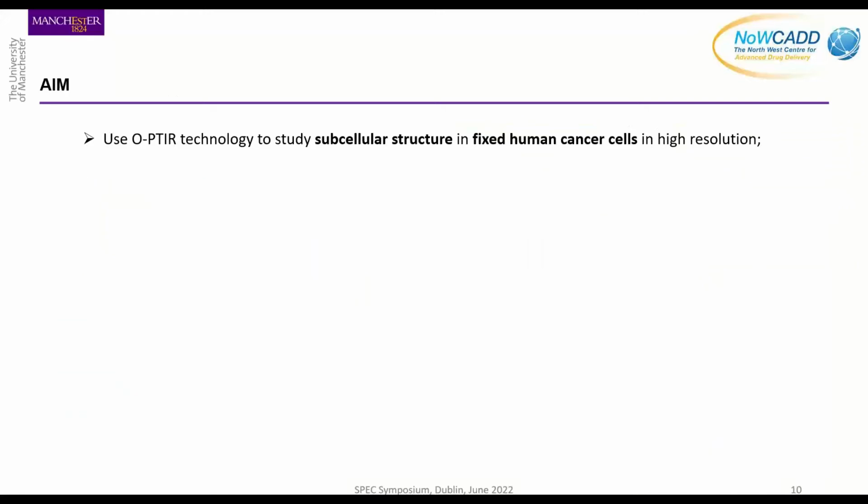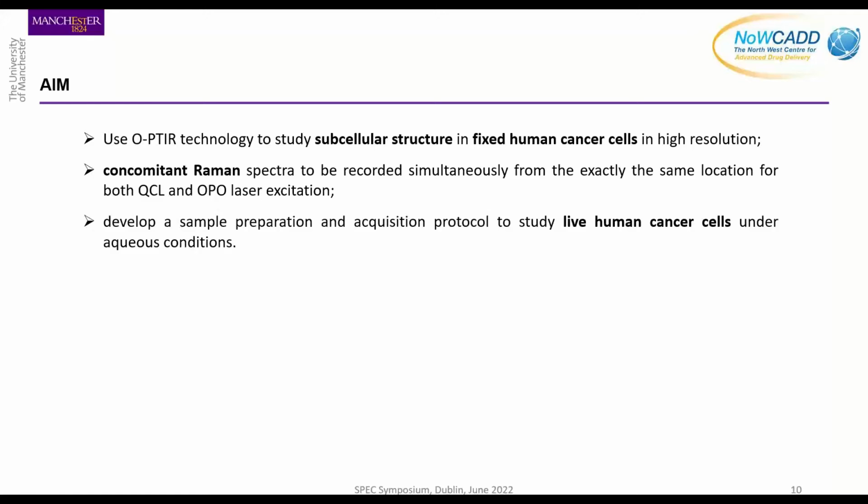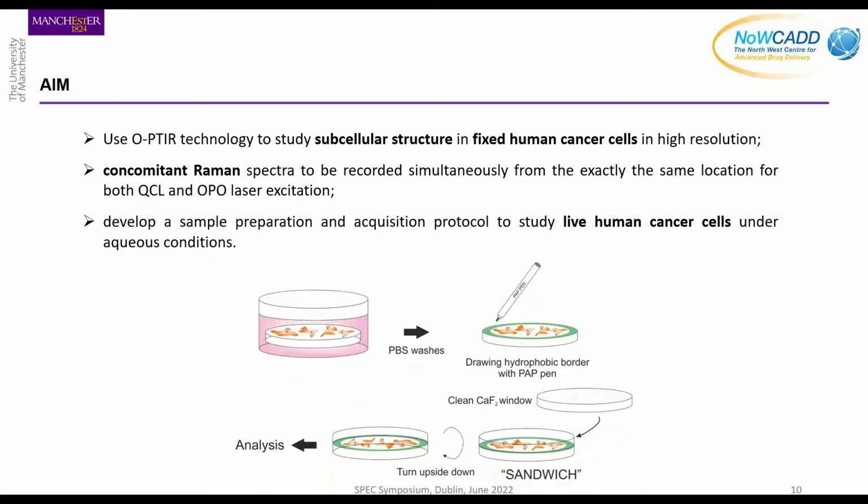So the aim of our studies was to use the OPTIR system to identify subcellular structures in fixed and live human cancer cells. This is the first study that we did with this instrument. The concomitant Raman is very important to us, same location, same time, along with the QCL and OPO laser excitation. And we wanted to develop some sample preparation methodologies to optimize the technique.